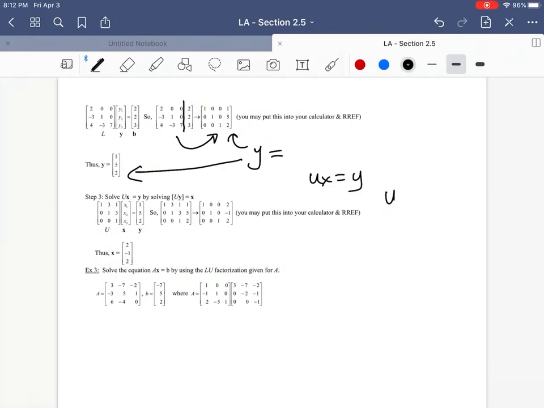All right. So now, remember I had UX equal to Y. So now all I have to do is take U, my upper matrix, put Y on the side, row reduce it, and get the answer for X. Okay? So that's what's done right here. And then there's my answer for X, only done with row operations and no finding inverses.